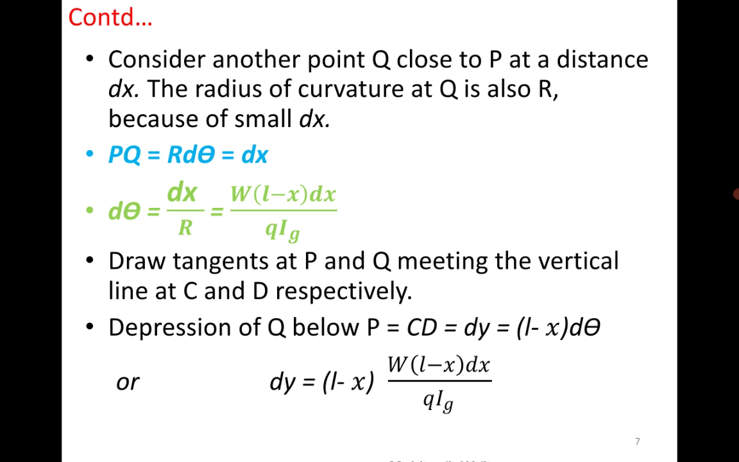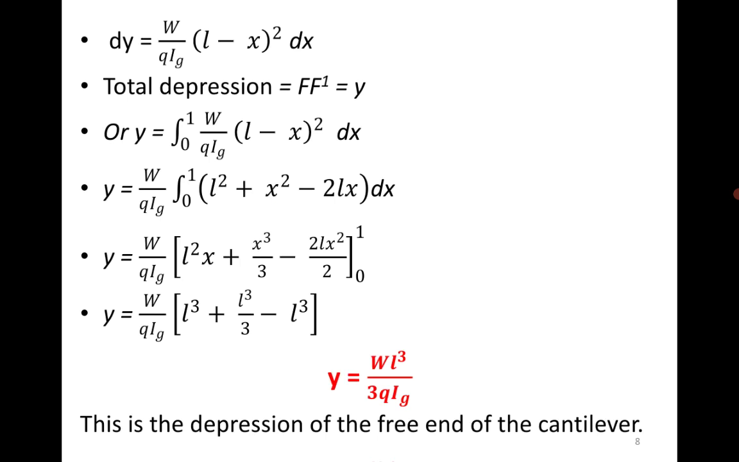Then draw tangents at points P and Q meeting the vertical line EF at points C and D respectively. Then the depression of the point Q below P is equal to CD and it is equal to dy. As we already know, it is equal to L minus x into d theta. Therefore, dy is equal to L minus x into d theta, whose value is W into L minus x dx by QIg. Therefore, dy is equal to W by QIg into L minus x whole square into dx.